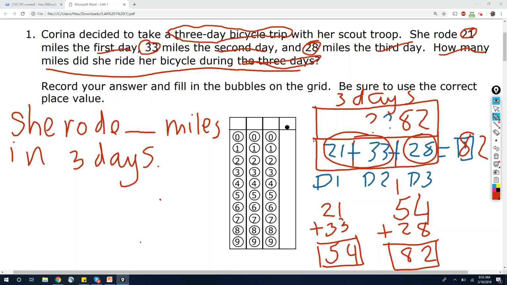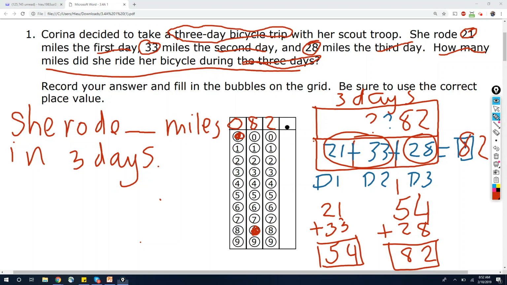And we're going to write on the grid chart. We know 82 means there's 8 tens and 2 ones. Since there isn't any hundred, we put a 0 here, 8 tens, 2 ones. And all we have to do is bubble it.